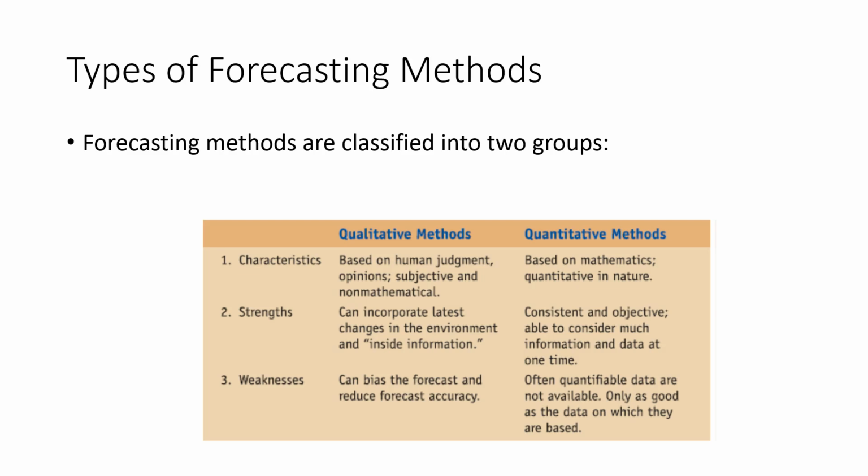The strengths of it is that it's consistent and objective. We're able to consider much of the information and data at one time. The downside is that often quantifiable data are not available. It's tough to get that information. So if you think, for example, about traffic patterns, and we wanted to project traffic patterns around a city, we may not have that data available to us at any one point in time. And then sometimes it leaves out the human element, as I talked about before.